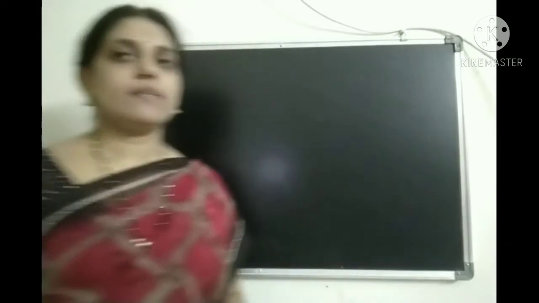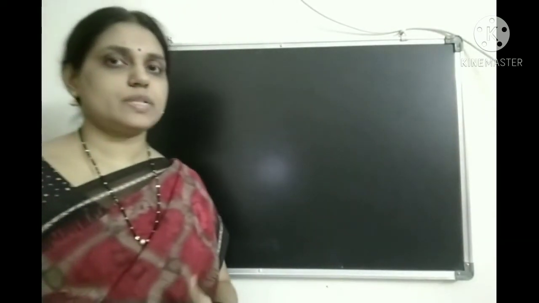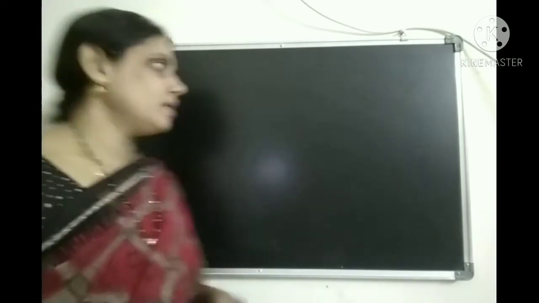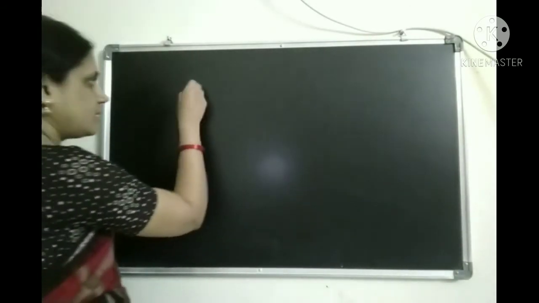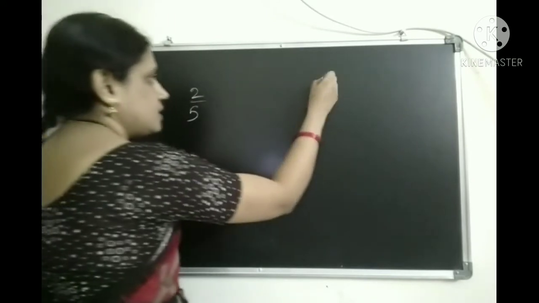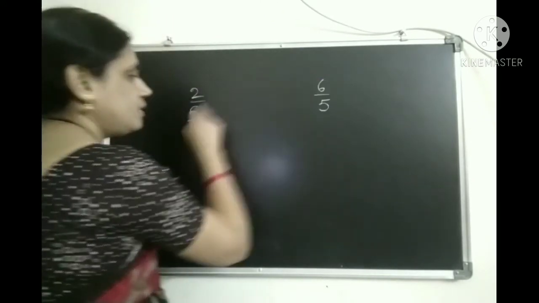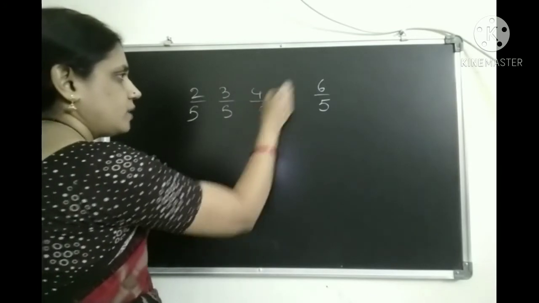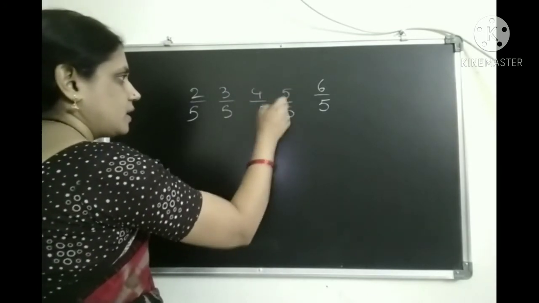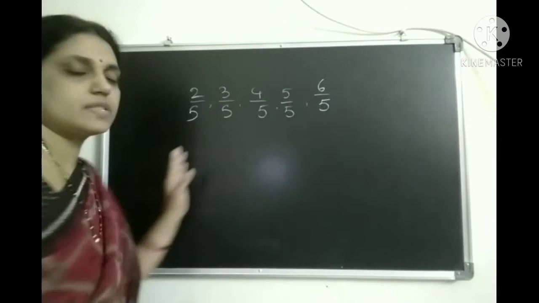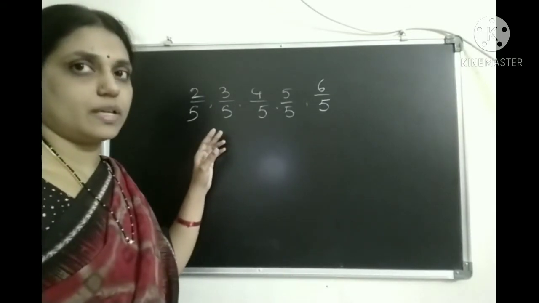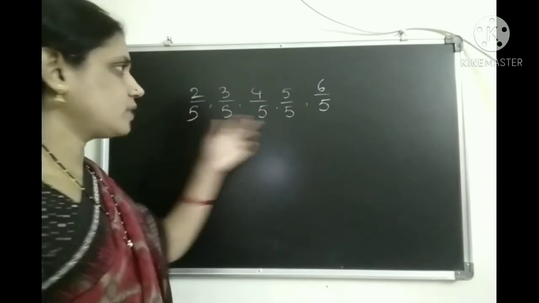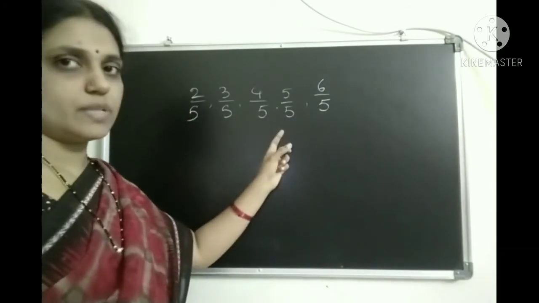Like this, we cannot say how many rational numbers are there between any two given rational numbers. One example: suppose I take 2 by 5 and 6 by 5. Between these two, we can write 3 by 5, 4 by 5, 5 by 5, like this. Already we have seen this in representing on the number line also. In between 2 by 5 and 6 by 5, definitely these numbers will be there.